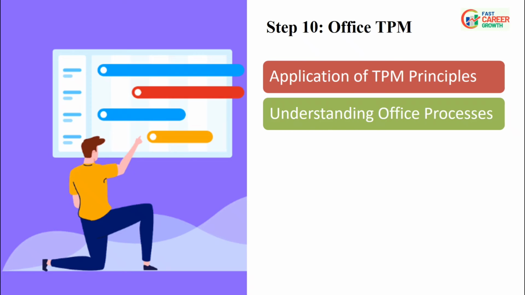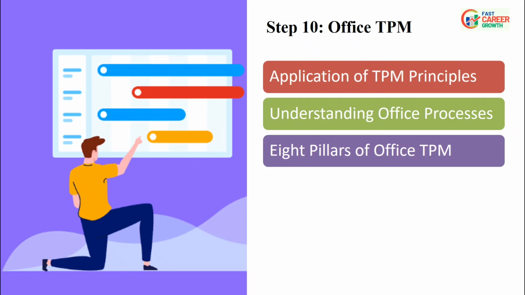8 pillars of Office TPM. Introduce the 8 pillars of Office TPM, which are adapted from the original TPM pillars to address office-related challenges. Autonomous maintenance involves taking care of office equipment such as printers, computers, and maintaining a clean workspace. Planned maintenance, scheduling routine tasks, and maintenance for office equipment. Quality maintenance, focusing on reducing errors and defects in administrative processes. Focused improvement, identifying and addressing office-related losses and waste.